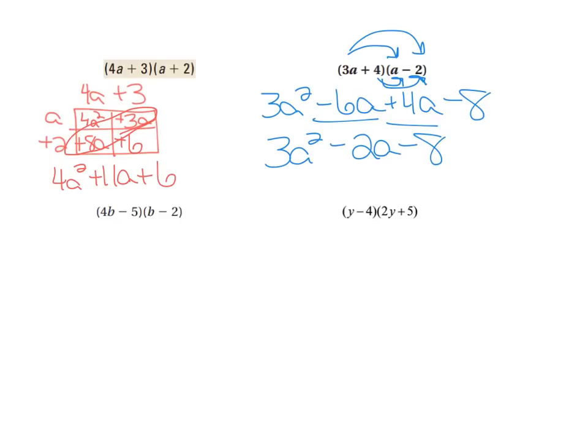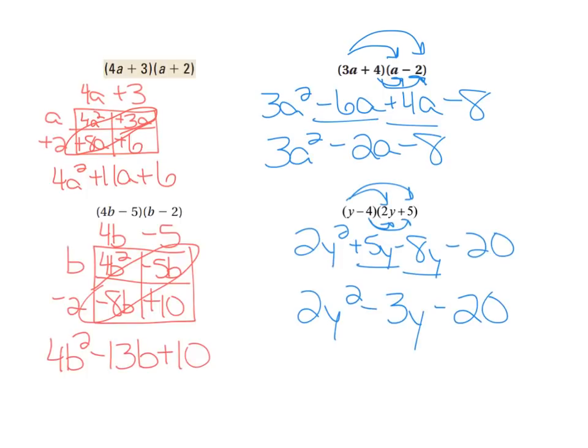Okay? So you pause the video, you do both of these problems that are left, use either method you like. I will show one with a box, one with distributive, but you should have the same answer as me regardless of the way you choose. So the first one, the quantity 4b minus 5 times the quantity b minus 2. I got 4b squared minus 13b plus 10. And then the quantity y minus 4 times the quantity 2y plus 5. I got 2y squared minus 3y minus 20.